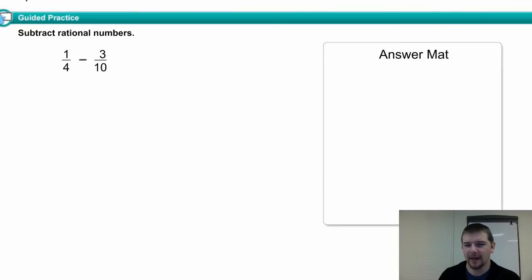And here's a guided practice problem. However, having guided you through the example problem, I'll ask you to complete this one on your own. What is 1/4 minus 3/10? Find the common denominator and perform the subtraction. Simplify your final fraction if possible.